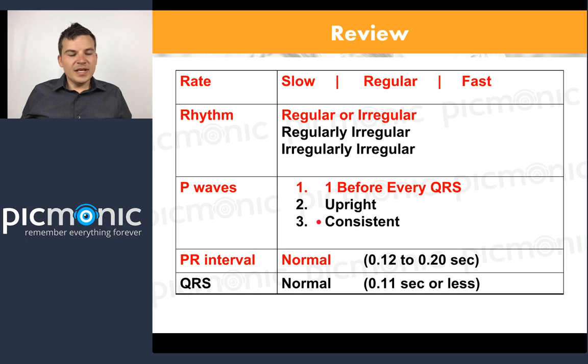What's the rhythm doing? Is it doing the same thing over and over, or is it just doing a bunch of crap all over the place? What are the P waves? One before every QRS is the most important. And then, of course, each one needs to be upright and consistent. They need to look the same all the way across. What's that PR interval? Less than 0.2 seconds. Super important to make sure that PR interval is less than 0.2 seconds.